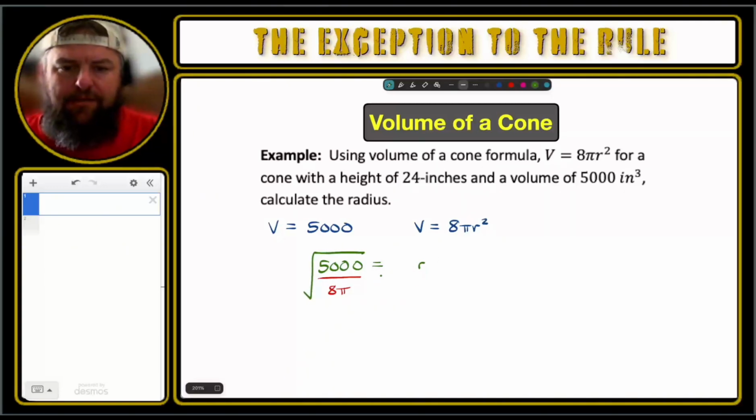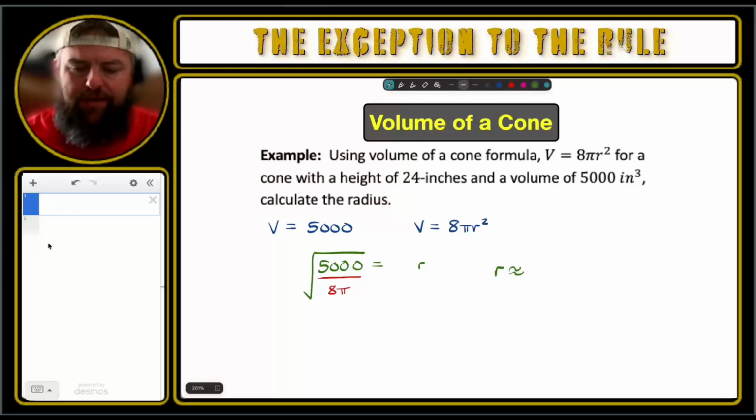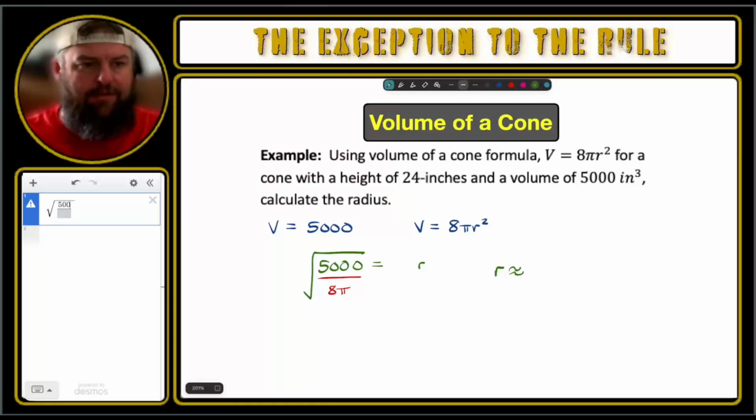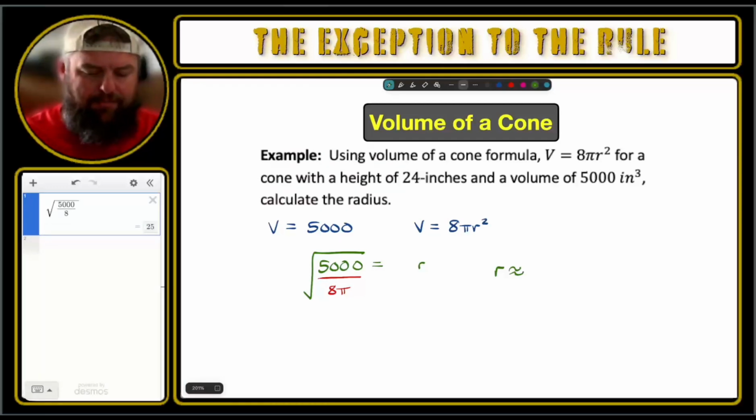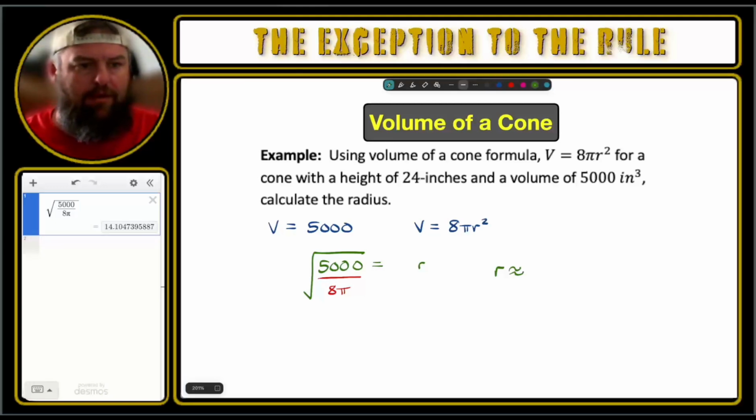So radius is going to be the square root of 5,000 divided by 8 pi. So let's plug this into Desmos and see what we would get. And this would be more of an approximation. So we have the square root of 5,000 divided by 8 pi. And it gives us approximately a radius of 14.1 inches.